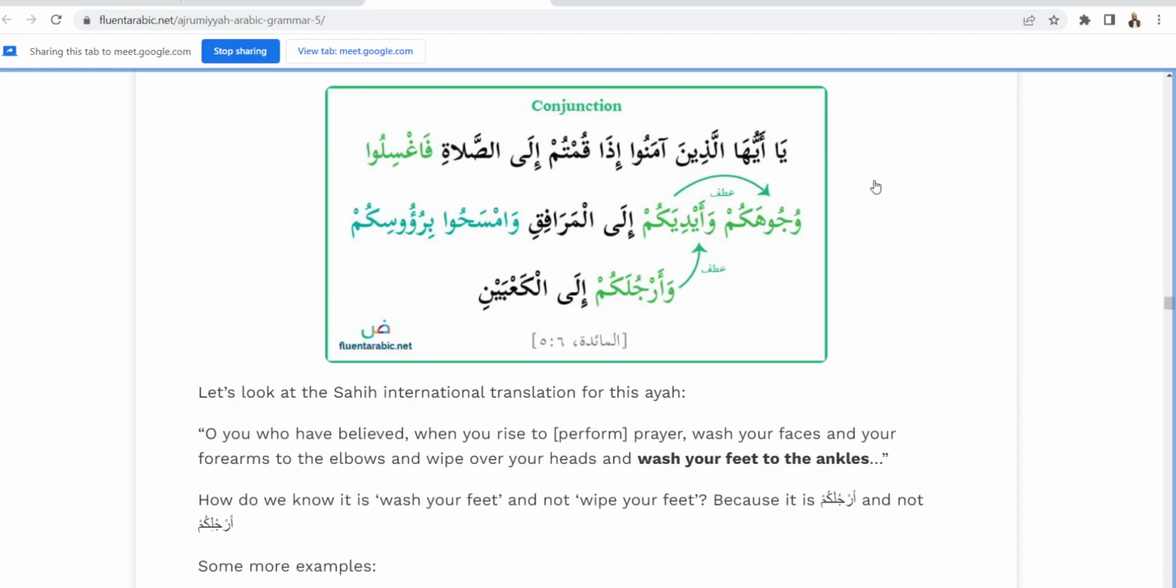أرجلكم is معطوف على أيديكم. So it's the same sign as أيديكم, and so it means washing, which is مفعول به of فاغسلوا, and so it means wash the face and wash the hands and wash the feet.